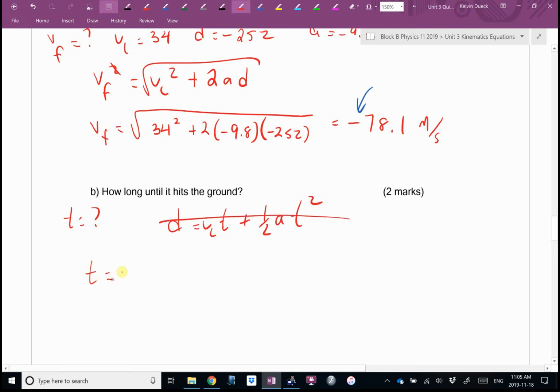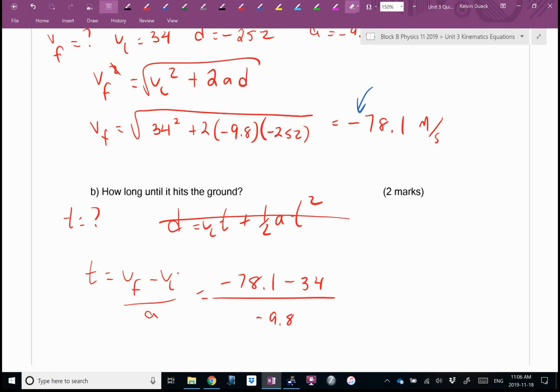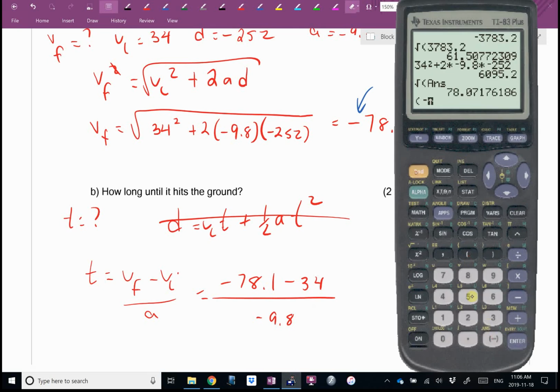I'm going to use t equals VF minus VI over A, and I have to use my answer from part A. So it's going to look like this, negative 78.1, although I'm going to use my answer button, minus 34 all over negative 9.8. Now, if you got part A wrong, but you dropped that velocity down to here and you wrote it right there, I will give you 2 out of 2 for part B if you did that correctly. Even though you got the wrong answer, your method was totally fine. So, negative answer button, minus 34 divided by negative 9.8.